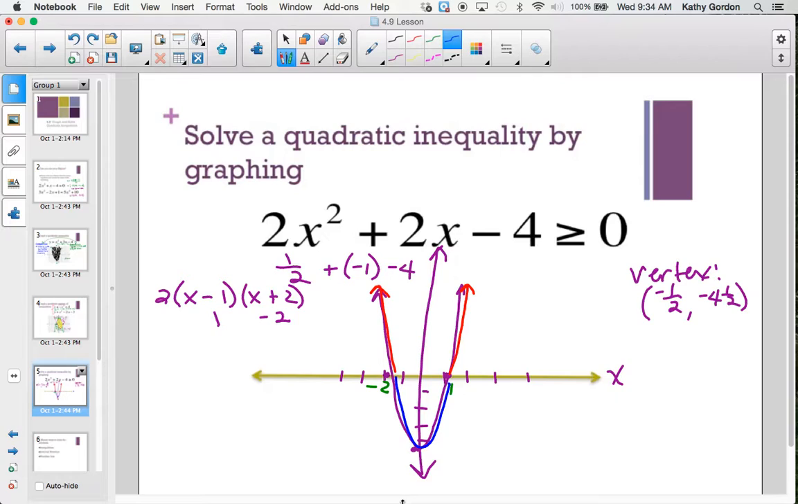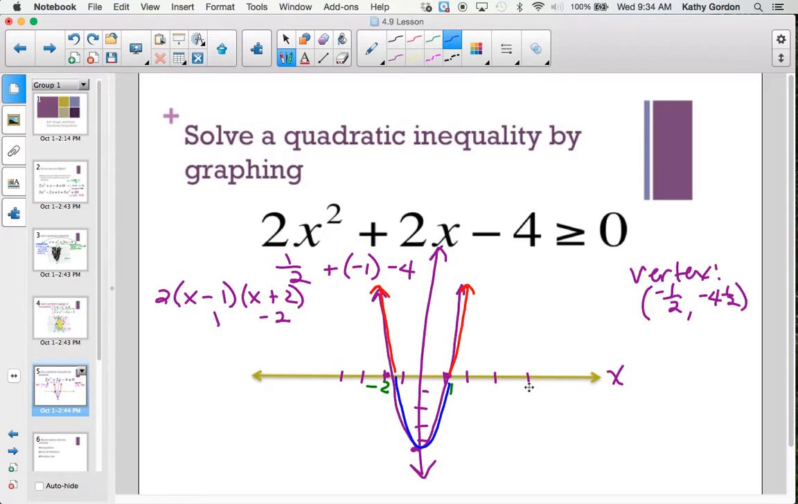Okay? But what I'm asking for is what are the x values that make that happen? So the x values are all about which values are along this axis. So what are the x values that give us answers that are greater than or equal to 0? So numbers between -2 and 1 give me answers that are greater than or equal to 0.